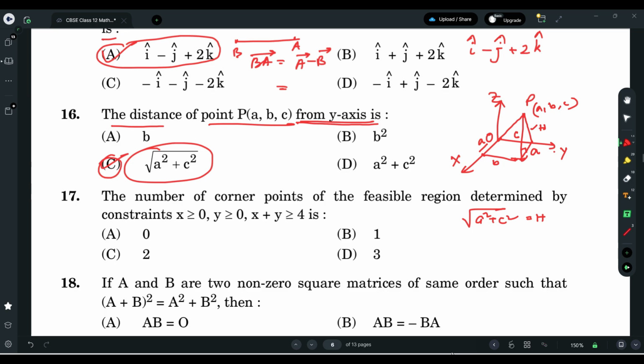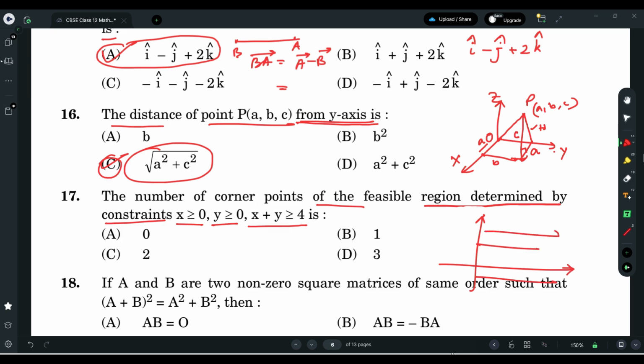Next problem: the number of corner points of the feasible region determined by the constraints x greater than or equal to 0, y greater than or equal to 0, and x plus y greater than or equal to 4. So first, draw the lines. x greater than or equal to 0 and y greater than or equal to 0 means this is y greater than or equal to 0 and this is x greater than or equal to 0. Okay, and x plus y is greater than or equal to 4.